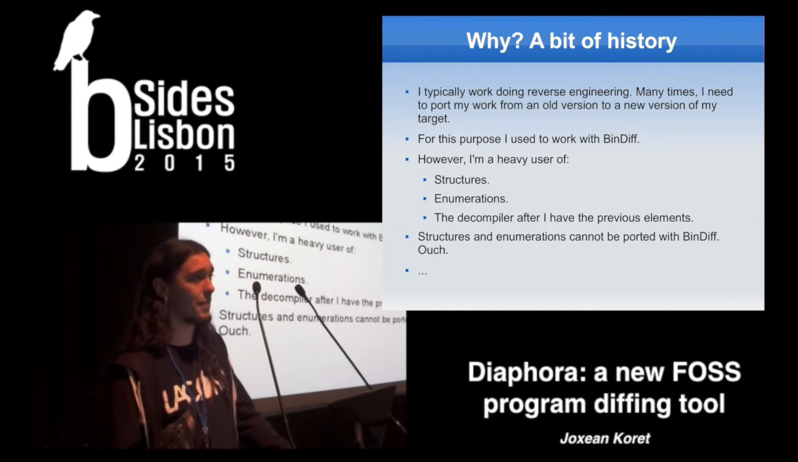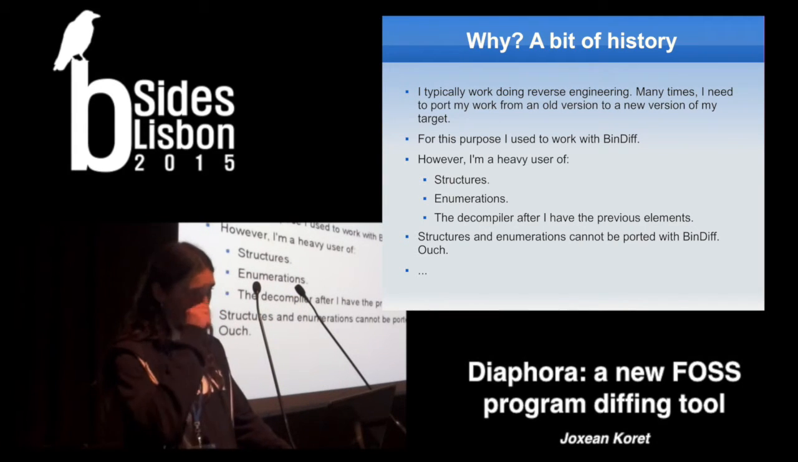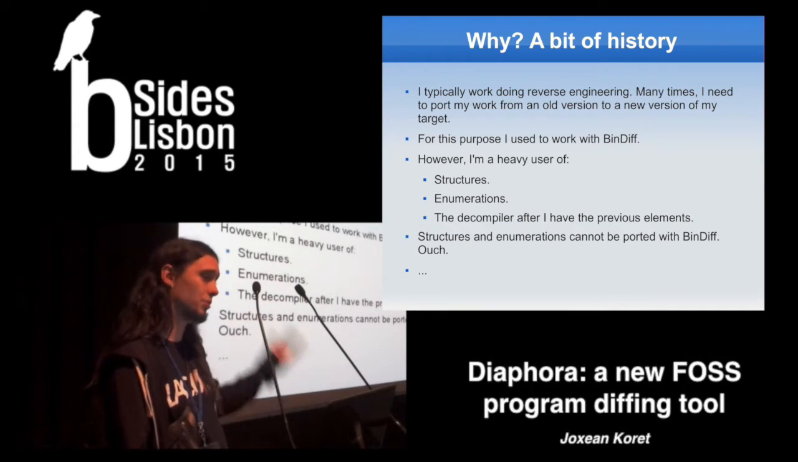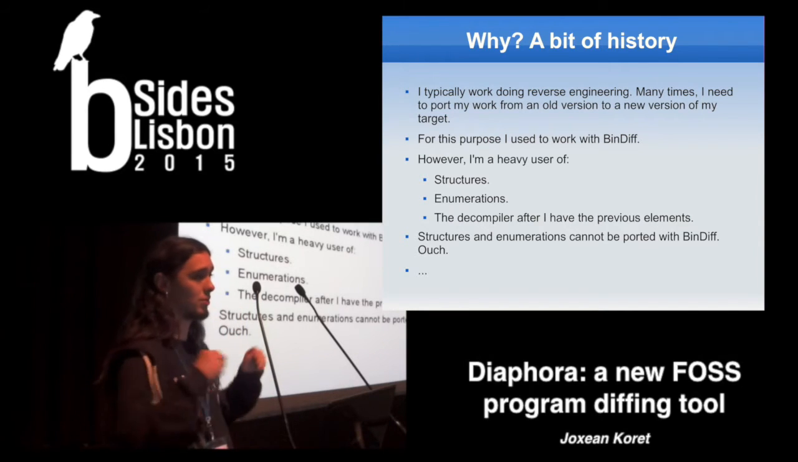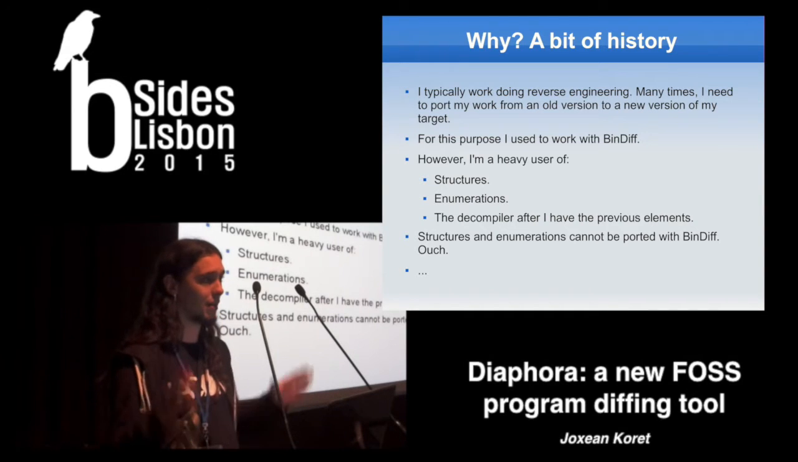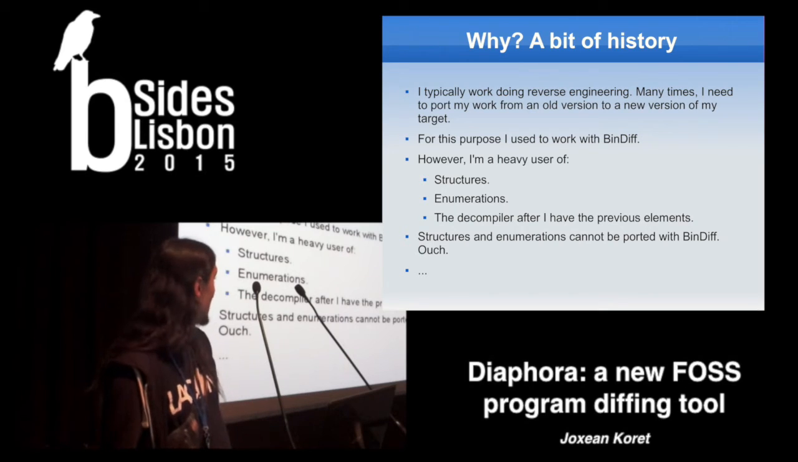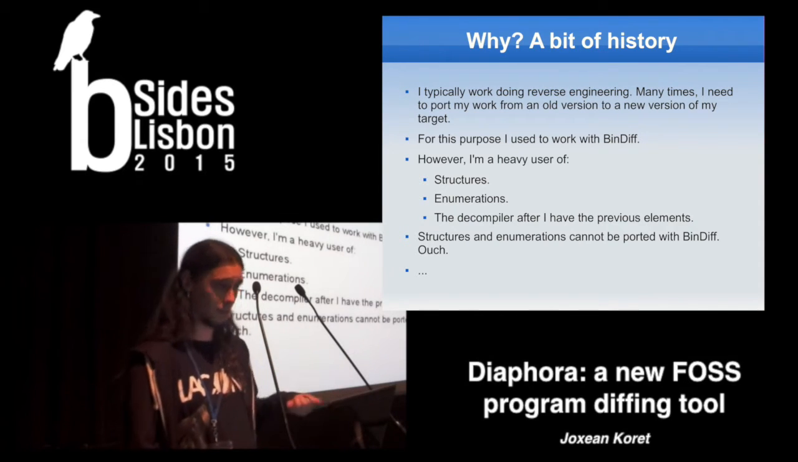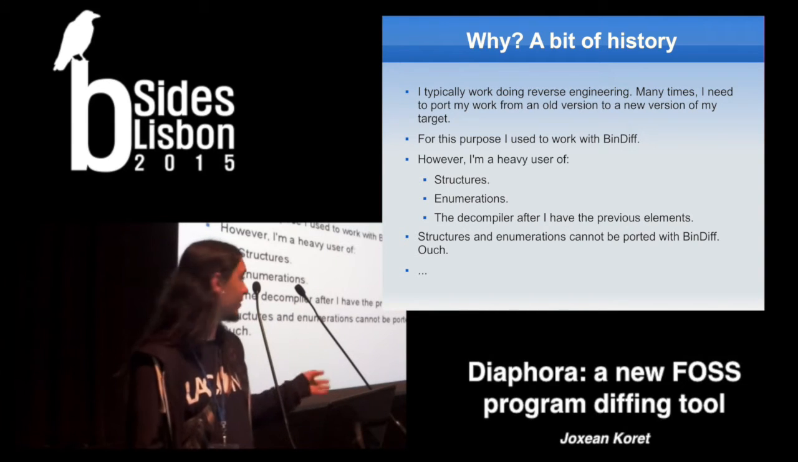There are some things that can be imported, for example, with Zynamics BinDiff, that commercial tool, but I'm a heavy user of structures, enumerations, unions, and I also use the decompiler a lot, because once you apply structures, enumerations, unions, etc., you can have a very nice idea about the real aim of that function that you are researching. It is easier than looking at the disassembly. But Zynamics BinDiff, the best tool in the past for program diffing, in my opinion, didn't support structures, enumerations, or anything else.